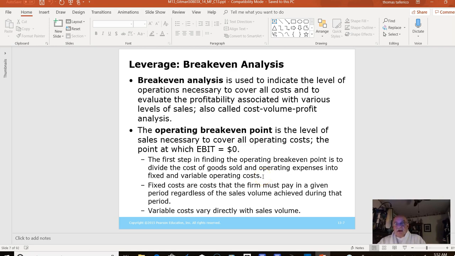So, variable costs are costs that are going to vary directly with sales volume. Sometimes the more you sell of something, right, the cheaper you can lower the price, right? People say that to you if you buy something. Get 10 of your friends to buy a car and you'll get your car cheaper. That kind of thing.